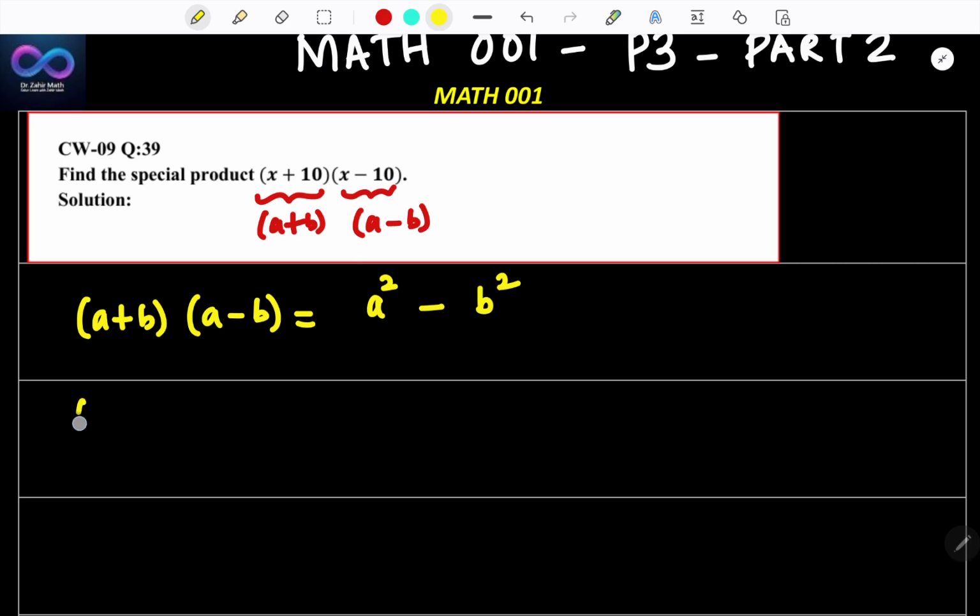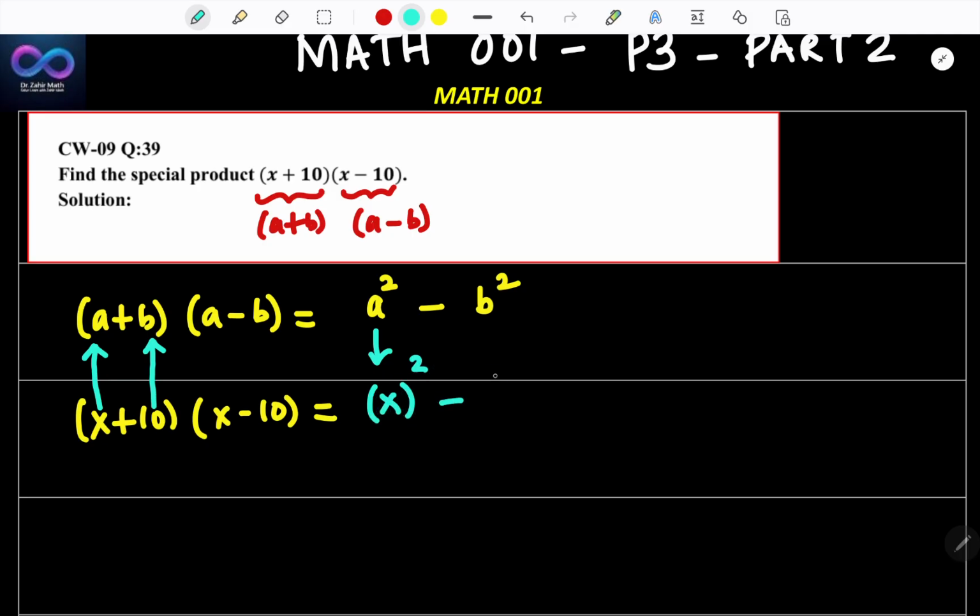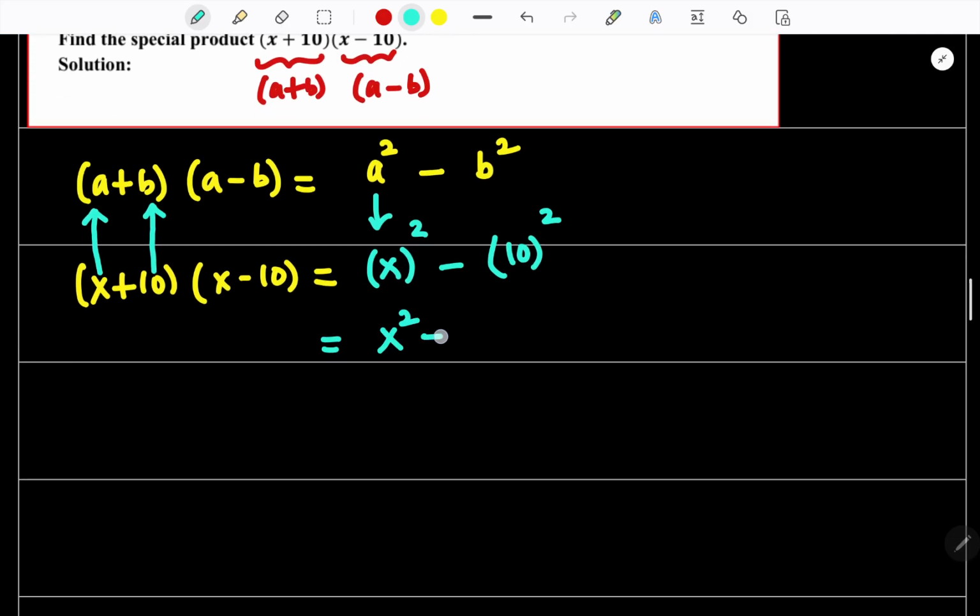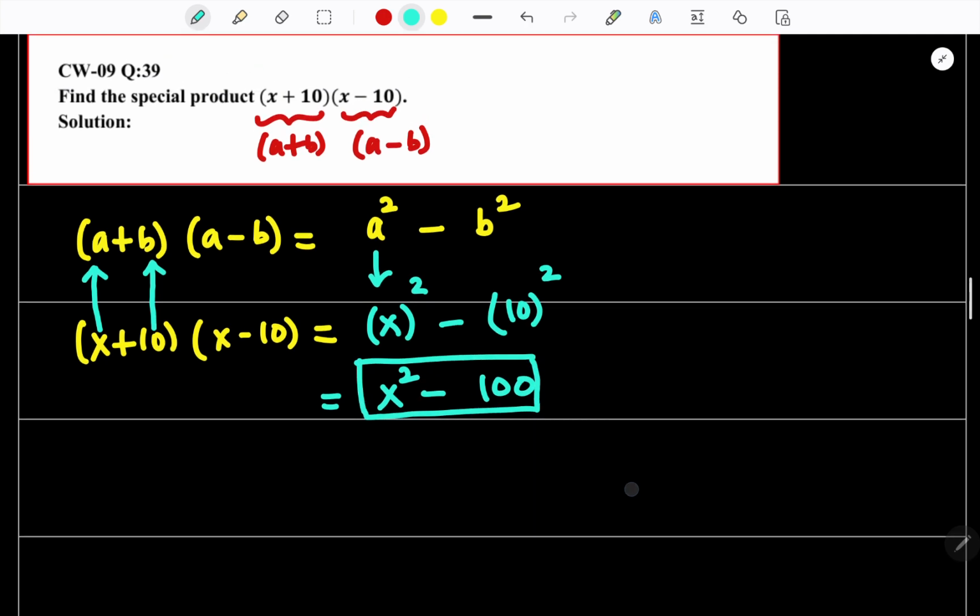Now the question is (x plus 10) and (x minus 10). What is in the place of a? In the place of a is x. What is in the place of b? It is 10. So in the place of a, just put x and then power 2, minus, in the place of b, just put 10 and then power 2. So the answer is x square minus 10 square, which is equal to x square minus 100. Very easy. If you want to do this question, you need to remember the formula: (a plus b) times (a minus b) is a square minus b square. This rule you need to remember.